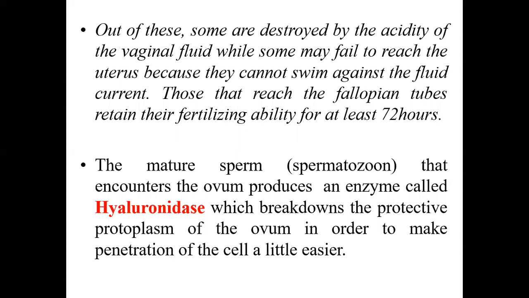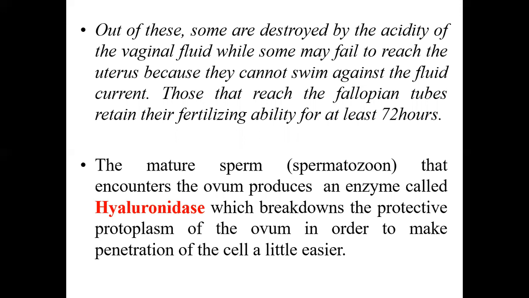Some may fail to reach the uterus because they cannot swim against the fluid current. Then those that reach the fallopian tubes retain their fertilizing ability for at least 3 days. That is why when one has had unprotected sex, the duration in which they can take tablets that can prevent pregnancy, usually the allowed period is 3 days.